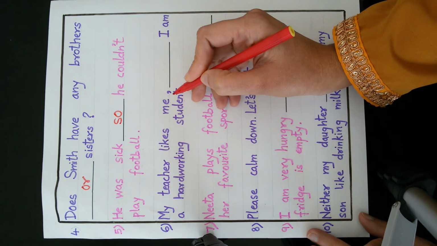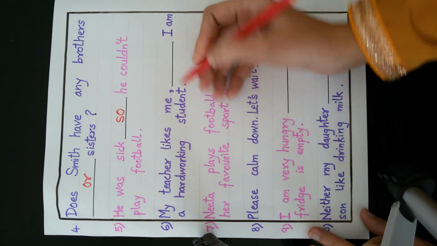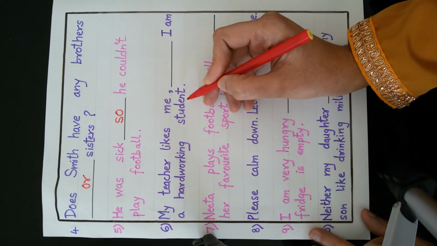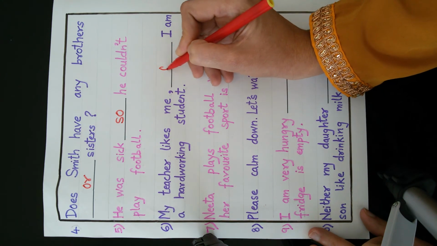My teacher likes me. I am a hardworking student. My teacher likes me because I am a hardworking student. And in place of the word because, we use for.